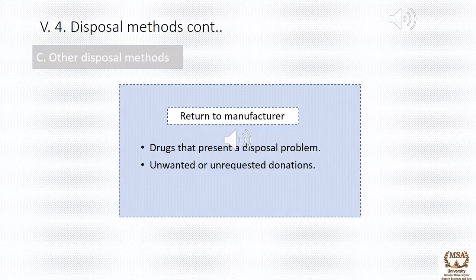Return to manufacturer is also another disposal method. Returning unusable drugs to the manufacturer for safe disposal is also an option, especially drugs that present disposal problems such as antineoplastics.